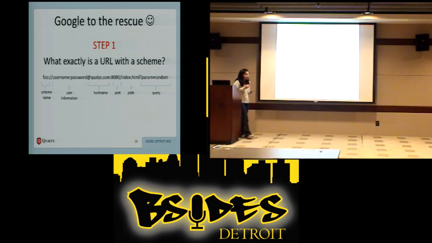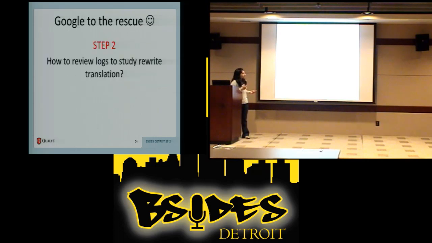Okay, now that we know that this is a URL with a scheme, we somehow need to create a crafted request which has some sort of a scheme so that it would bypass the patch. But what would be our next step? We also need to figure out how the translation is working. If I were to create my own proof of concept or own crafted request, I need to see how Apache is doing all the translations and what is happening. So my step 2 was to review all the Apache Reverse Proxy logs and to study the rewrite translation.